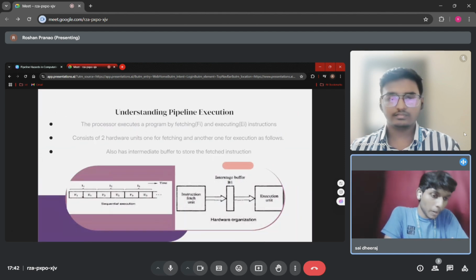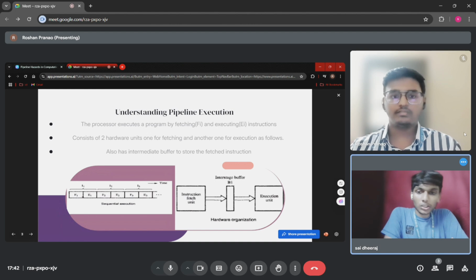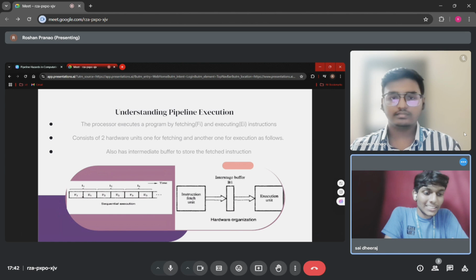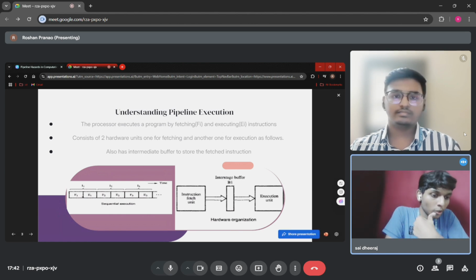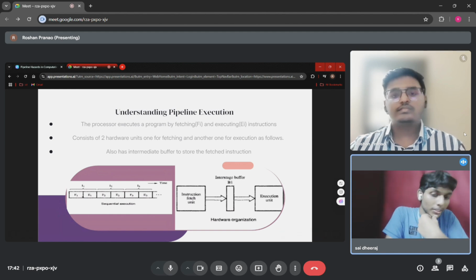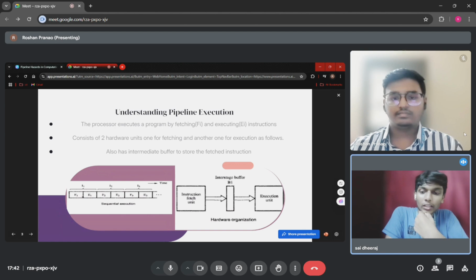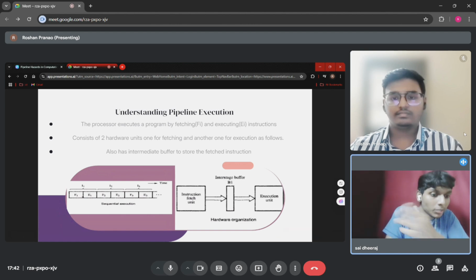Now let's understand the pipeline execution. The processor executes a program by fetching, that is FI, and executing, that is EI, instructions. As you can see in the first figure, we have instructions I1, I2, I3 belonging to a particular instruction stream. Each instruction will have two phases, that is F1 and E1 for I1, F2 and E2 for I2, and F3 and E3 for I3, and so on. These instructions are all placed in a sequential way, so it is known as sequential execution.